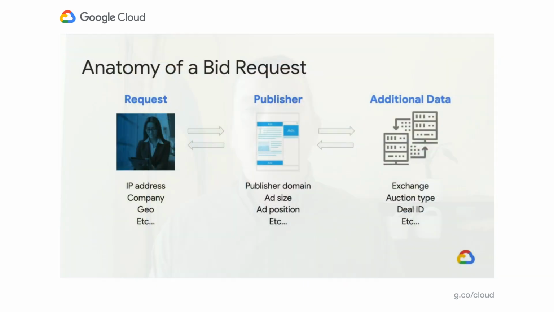So just to give you a sense of the size of this data, again, we're bidding on nearly 1,000 requests per second, and each bid request consists of thousands of features. For example, this person here visits her favorite news site during the day. We know the IP address of the request. We know the company she works for, right down to the location of the office and geo. Whatever site she's visiting, we know the publisher, the amount of inventory on that page, the position of the ad, etc. And finally, there's all kinds of additional data, such as the exchange, the type of auction, deal ID, and so forth.